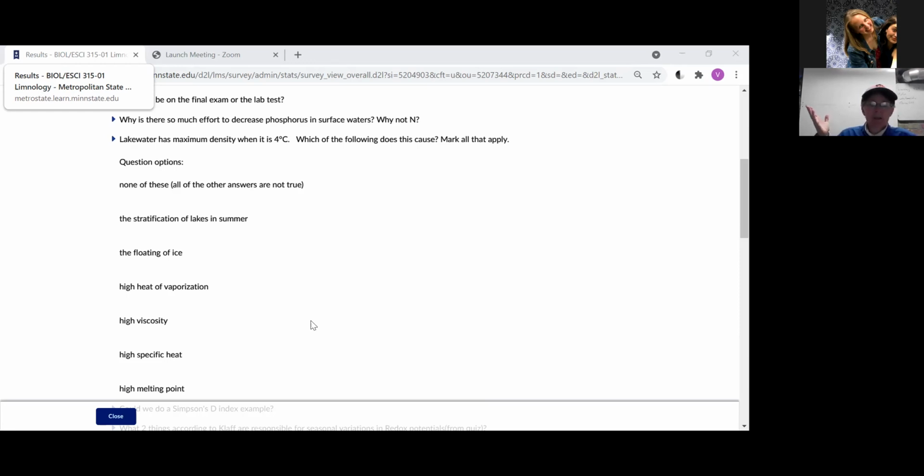Things like heat of vaporization, viscosity, specific heat, those don't really have any particular connection to that narrow little temperature band. And of course, ice floats because it's way less dense than liquid water. And lakes stratify because warmer water is less dense than colder water. Any questions about this topic?